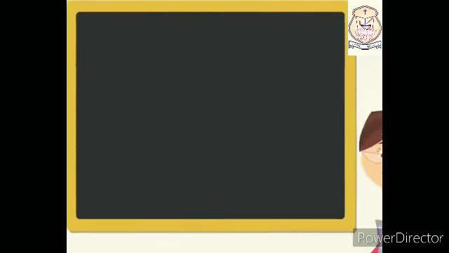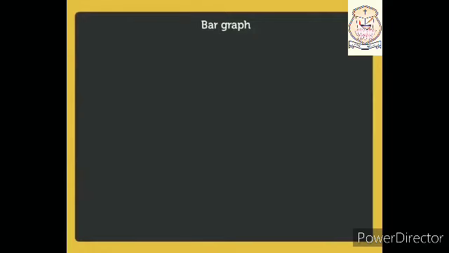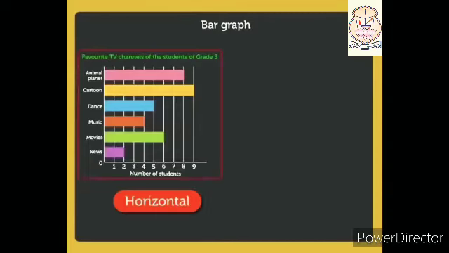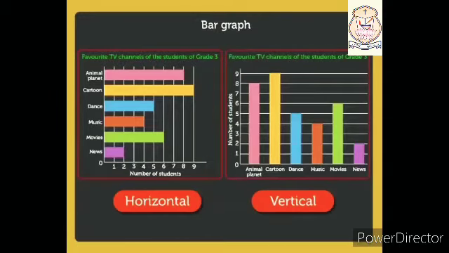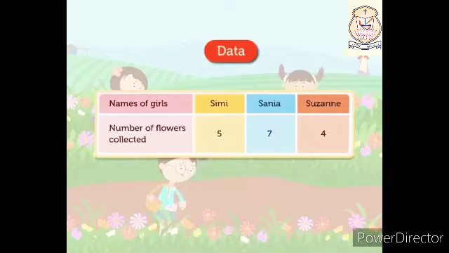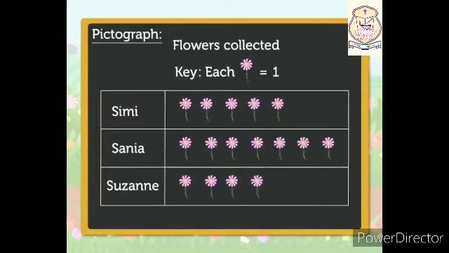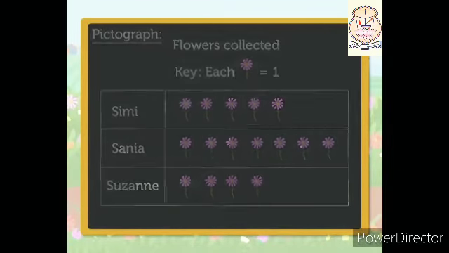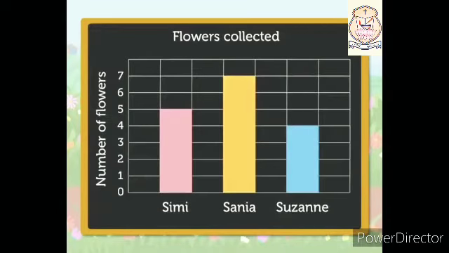One of them is bar graph. Bar graphs may be horizontal or vertical. Now, let's look at the data chart of the flowers collected. We have already represented this data using a pictograph. Now, another way of representing this data is through a bar graph.